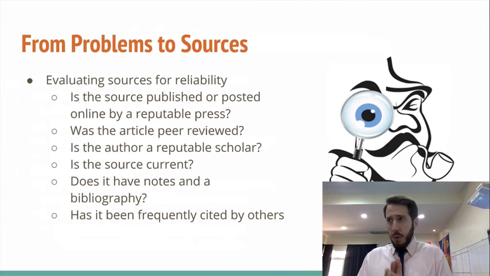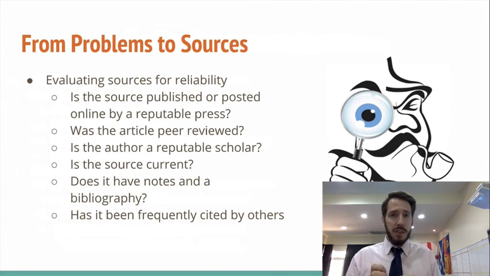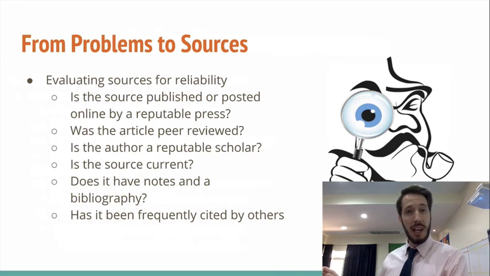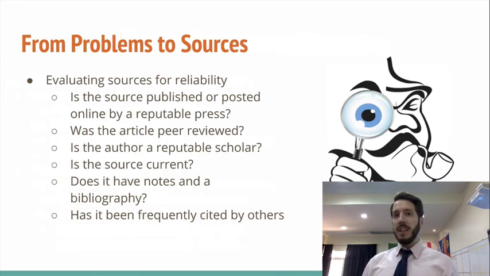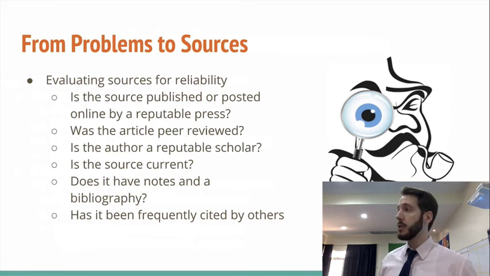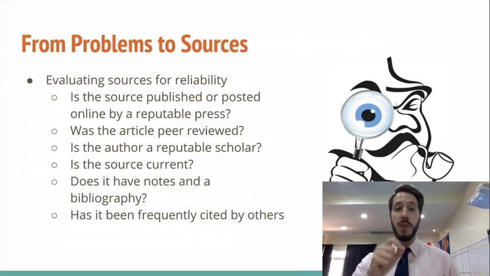Now, when you're looking for those scholarly journals, if you're looking for preliminary research in level 1 or more in-depth research in level 2, something that's going to be really helpful is the idea of it being peer-reviewed. And typically when you do these database searches, you can check a box that says peer-reviewed.